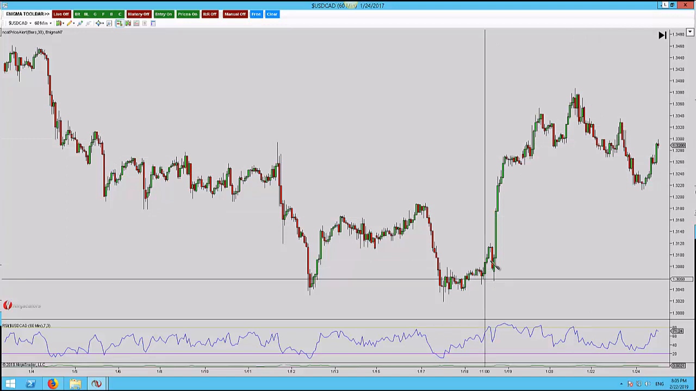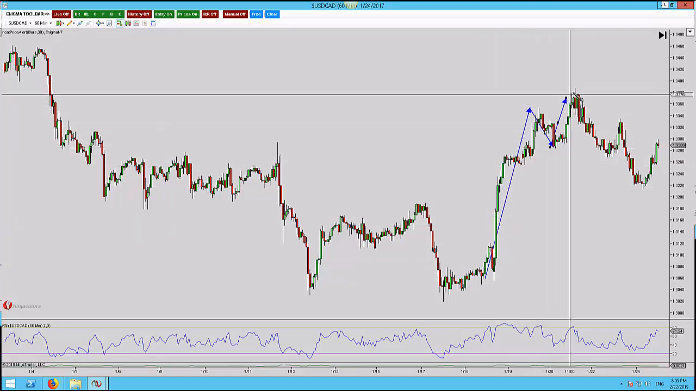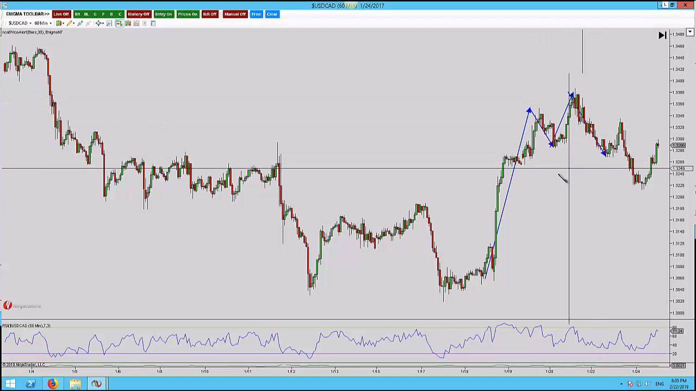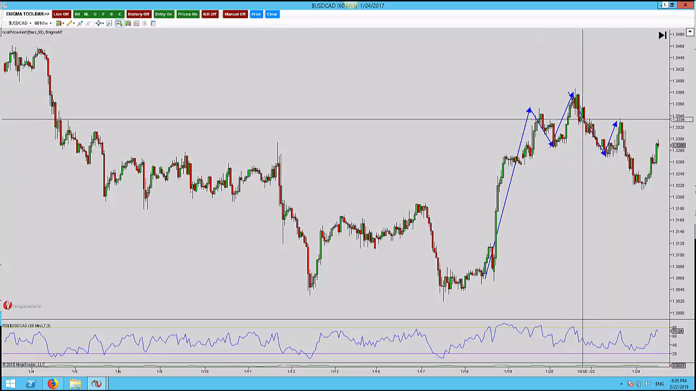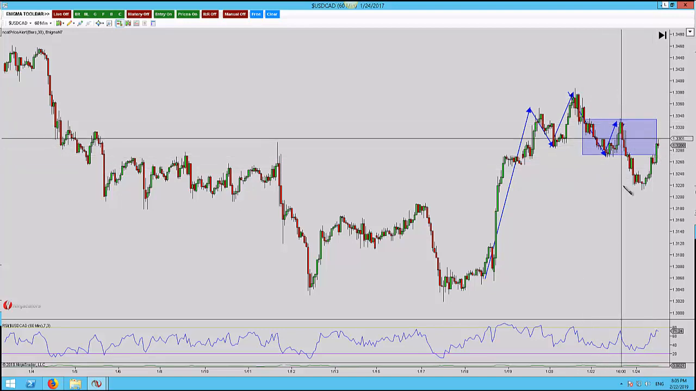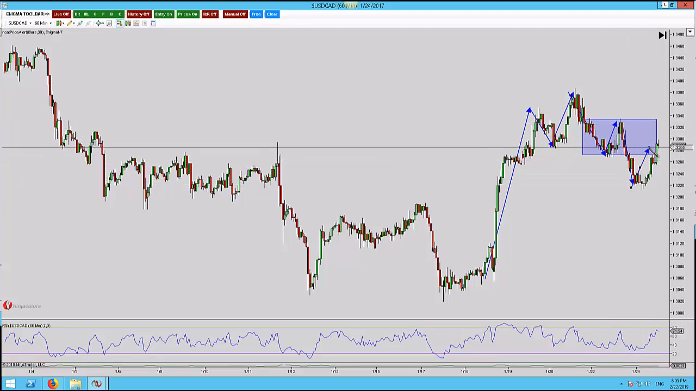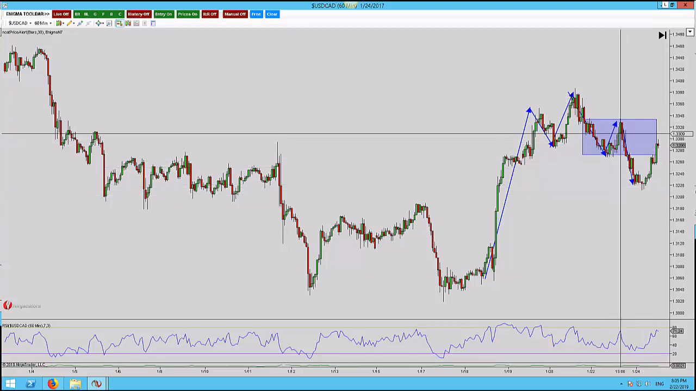We have a potential head and shoulders, so we've got quite a nice rally. So a left shoulder, head, right shoulder. This right shoulder made an initial structure low. So anywhere in this zone here, we can look for shorting opportunities because the market came down and we're pulling back up into it.